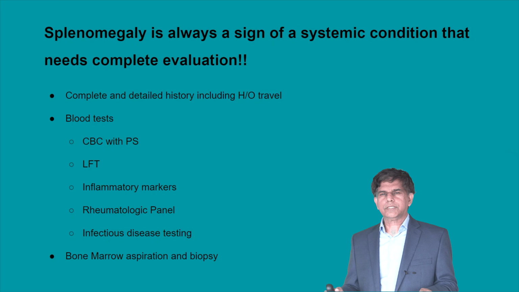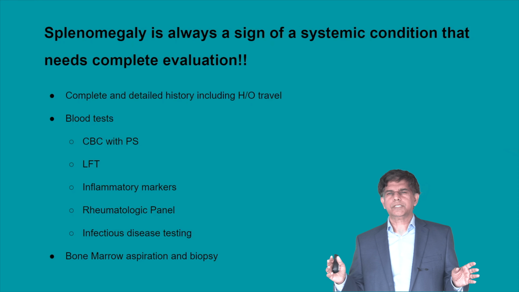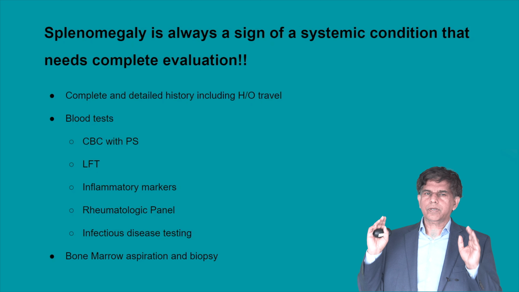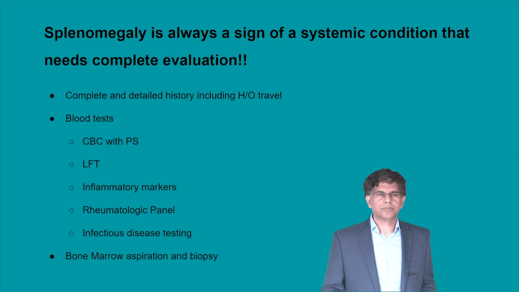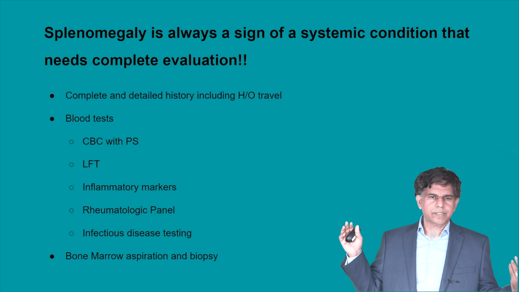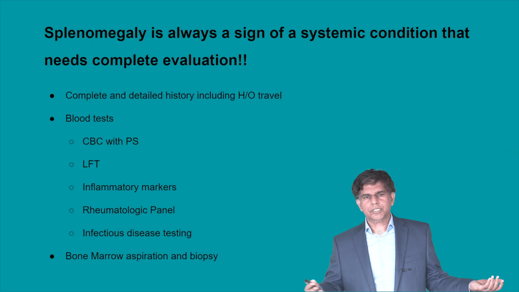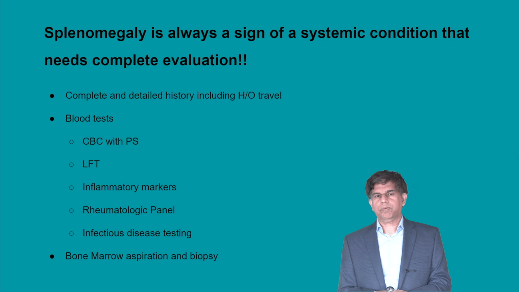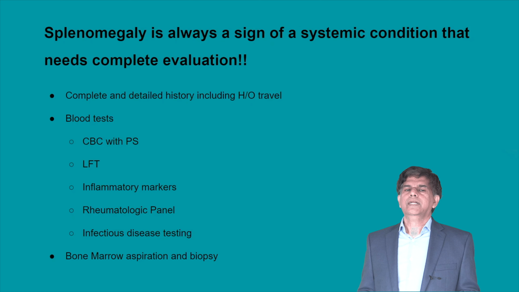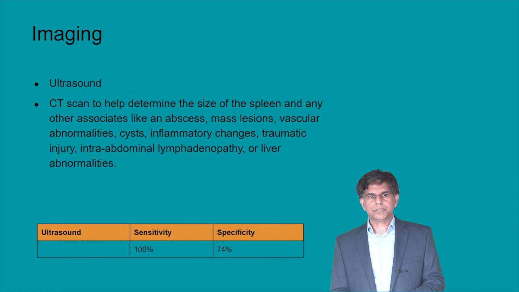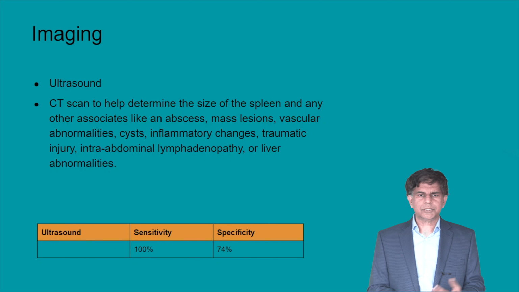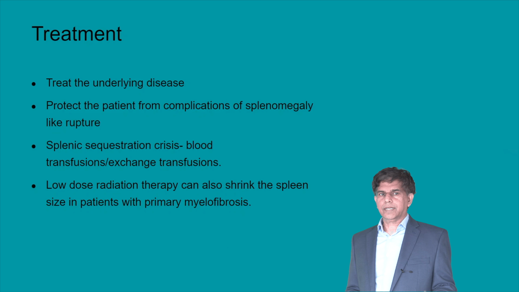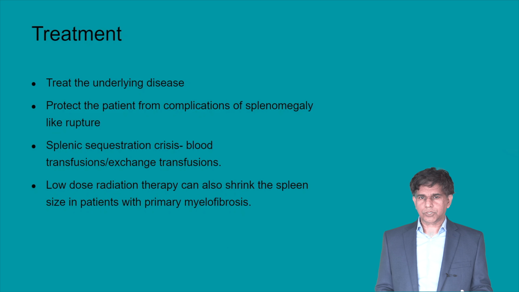Now, splenomegaly needs a complete evaluation, right? You need to rule out a lot of other things. We already talked about so many causes. First, make sure you do a complete, detailed history, even travel history you need to ask. Blood tests: CBC, peripheral smear, liver function test, inflammatory markers, rheumatological panel, infectious disease testing, bone marrow aspiration and biopsy. So you need to do an extensive investigation in splenomegaly cases. For imaging, we can do an ultrasound and CT scan. Let's look at the sensitivity and specificity. Ultrasound is 100% and 74%. Then treat the underlying causes and protect the patient from complications of splenomegaly, right?